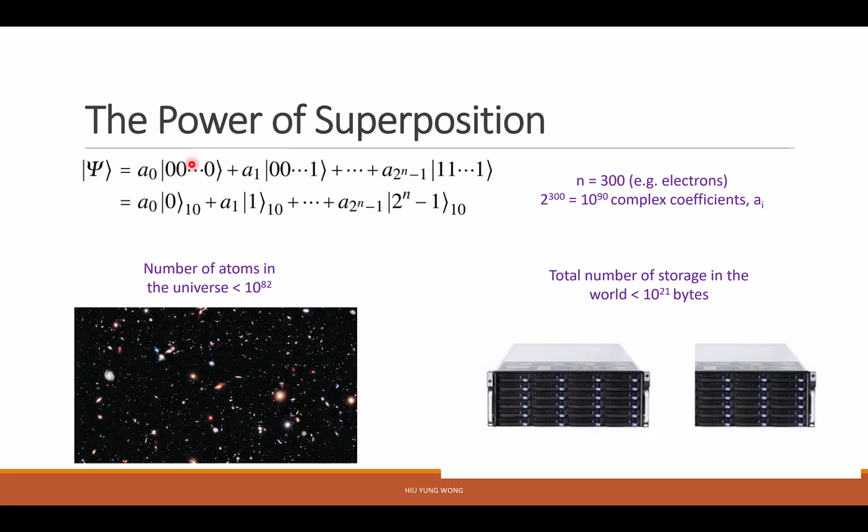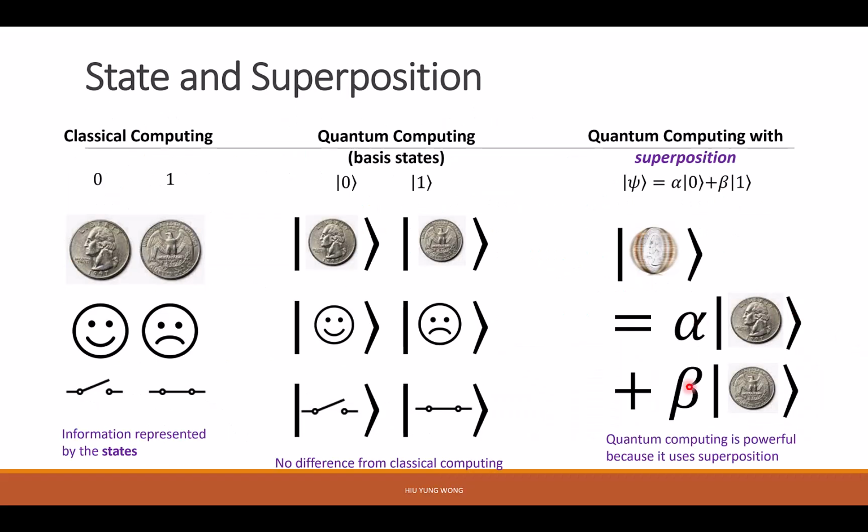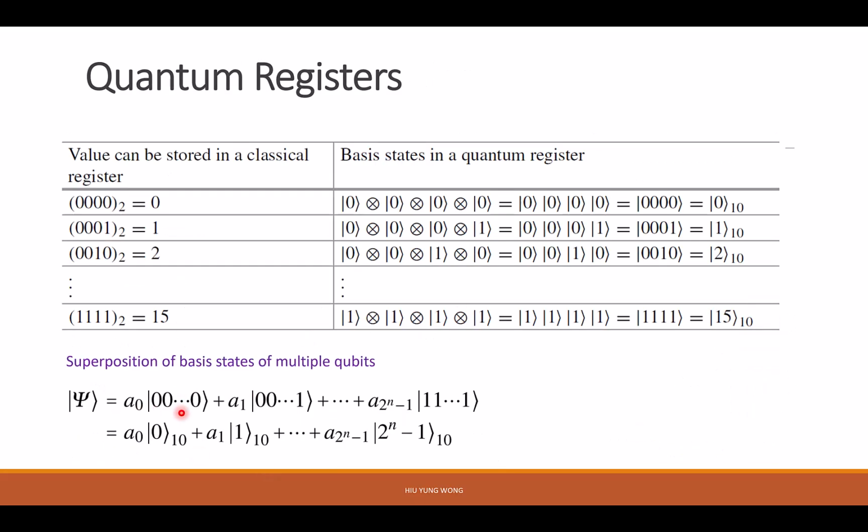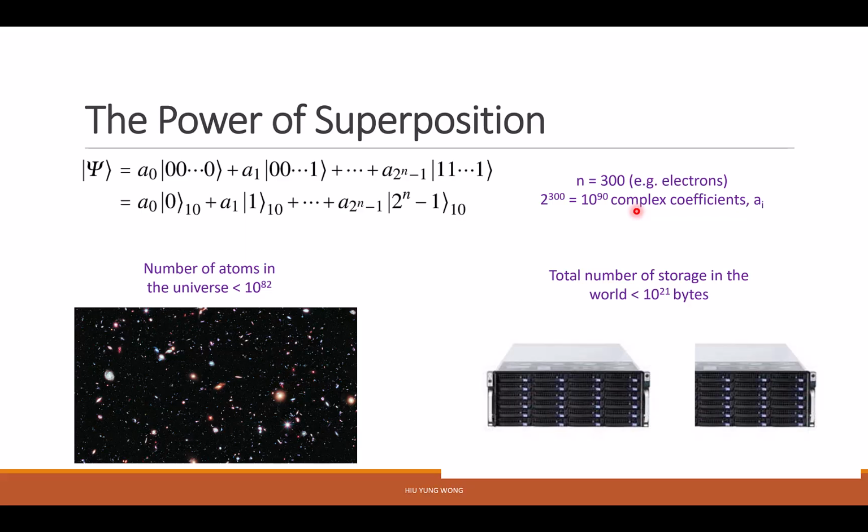It means I have 300 0s here and 300 1s here. You won't have time to count. Before I finish counting, I die already because it takes really long time to count, right? So 2 to the power 300 states means 10 to the power 90 complex numbers, because each state has a complex number associated to it, right? Each basis state, just like here, has alpha and beta, right? This is 0 and 1. Here, same, right? How do you describe this system? 2 to the power 300 complex numbers.